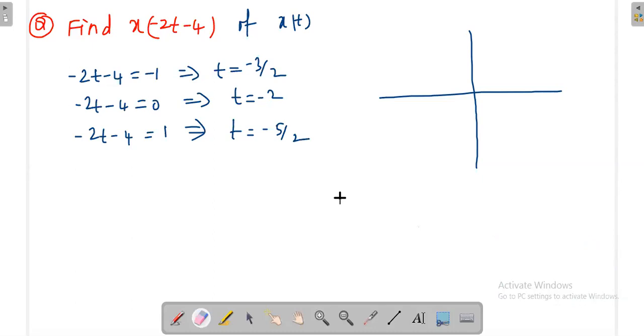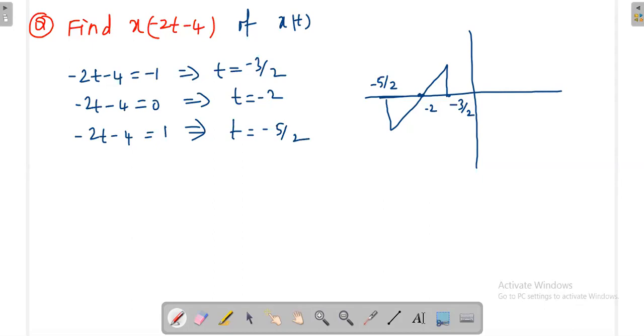Okay, so if you do this one, your diagram will go like this. Minus 5 by 2, this is minus 2, this is minus 3 by 2. This is minus 3 by 2, because here compression is there, as well as mirror imaging is there, and also scaling is there. Scaling means compression, and a shift is also there. This is your final answer.